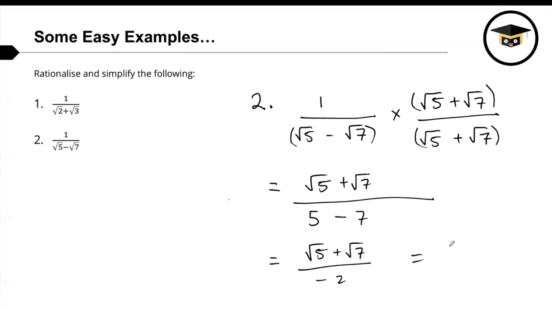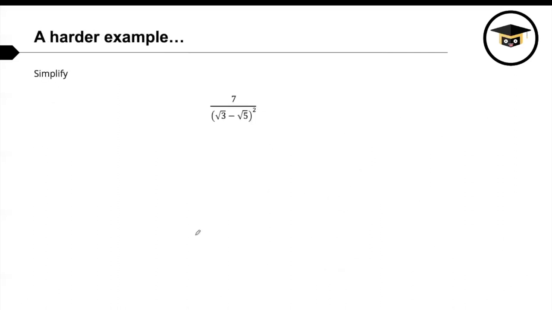Most people like to write the minus in front or on the numerator. So it might be a good idea to just write it like this. And that would be our final answer. And the last example of this theory video is simplifying 7 over root 3 minus root 5 all squared. So pause the video and have a go, and then unpause so that we can go through the solution.